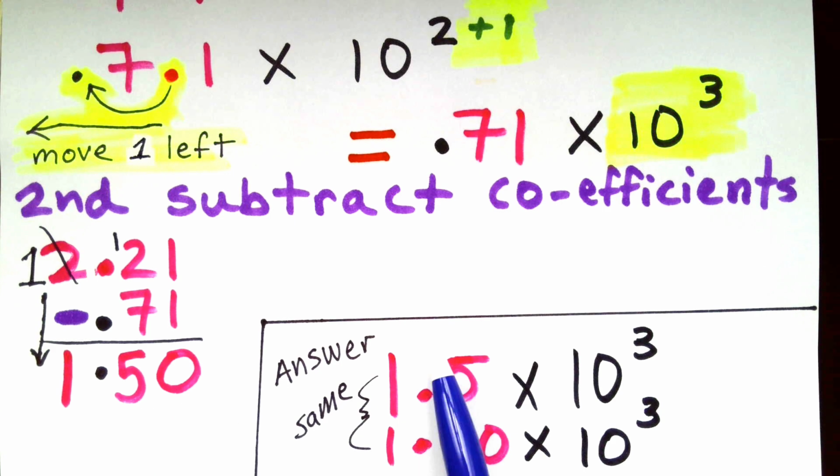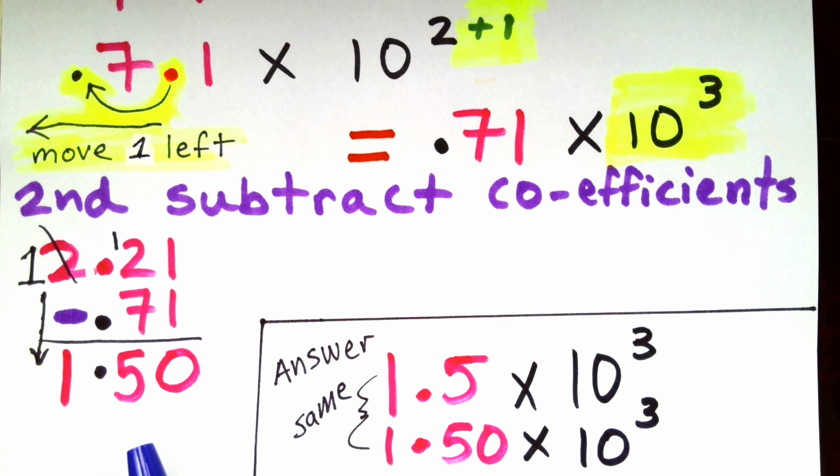So in my answer, again, first you got to ask yourself, is 1.50 between the numbers 1.0 and 9.99? Yes, it is. It fits the scientific notation criteria, or the rule, right? So my answer is going to be 1.5, or 1.50 with the placeholder, times 10 to the third power. Both of these values are exactly the same.